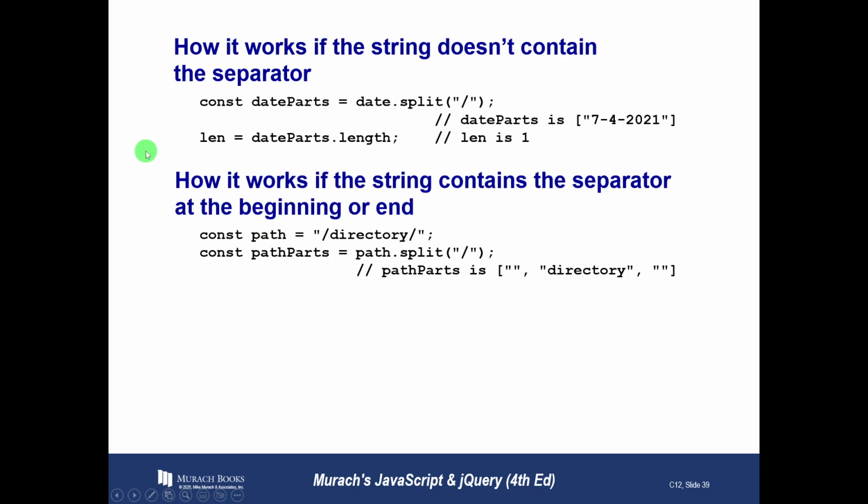What happens if the string doesn't have the separator? So, take that date that we were working with and split it on the slashes, but we don't have any forward slashes. Okay, remember the date had dashes in it. So the length is 1, dateParts.length equals 1, it didn't split it.